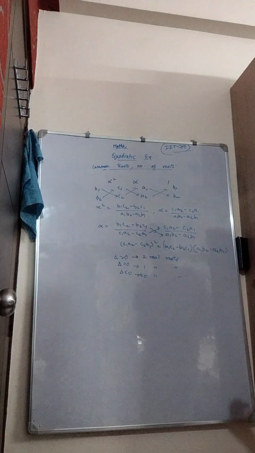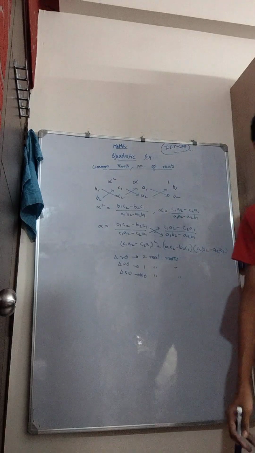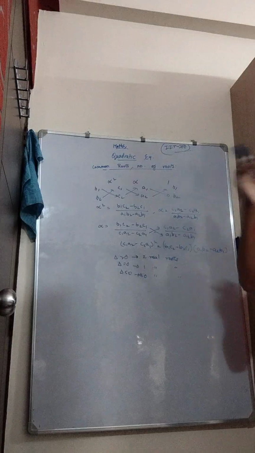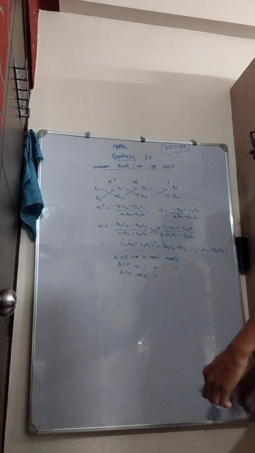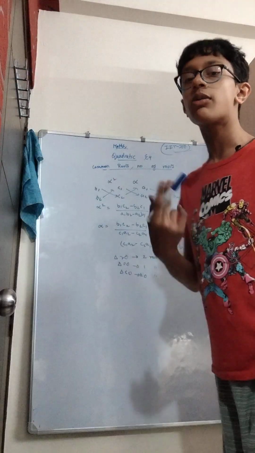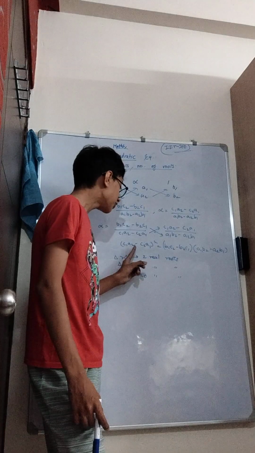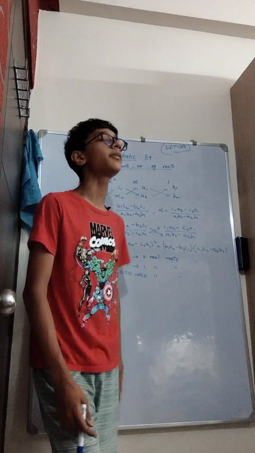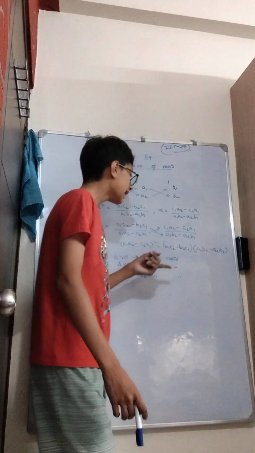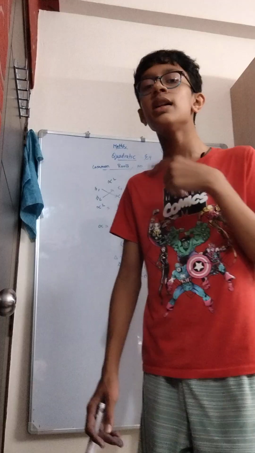So now I'll give you a recapitulation. Common roots: whenever we are given two equations, the number of common roots can be one of three cases. Two roots are common, one root is common, or no root is common. When both roots are common, a1 by a2 is equal to b1 by b2 is equal to c1 by c2. One root is common if c1 a2 minus c2 a1 whole square is equal to b1 c2 minus b2 c1 into a1 b2 minus a2 b1. And when both the conditions are not satisfied, then no root is common.